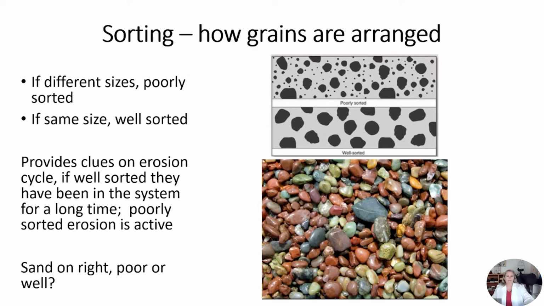Okay, if you look at this example, this is some of the rock from Rodeo Beach. These are actually rocks. They haven't eroded enough to break down into their minerals yet, but it gives you clues on erosion in the cycle, how long they've been rolling around. Poorly sorted is active. So what do you think? Poorly sorted or well sorted? Okay, I'll let you guys come up with your ideas there and pull them together as a class.